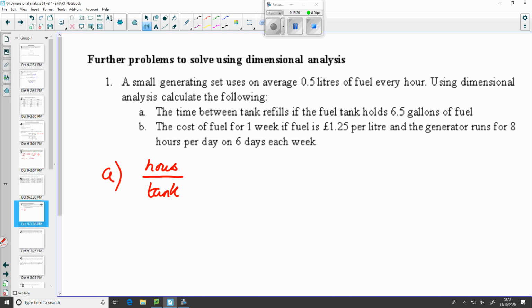For B, cost. Cost of fuel for 1 week. So that's going to be cost over week, isn't it? Have a go. See if you can write those two out in that longhand way. Cancel out the units that cancel out, and find an answer to those two problems.